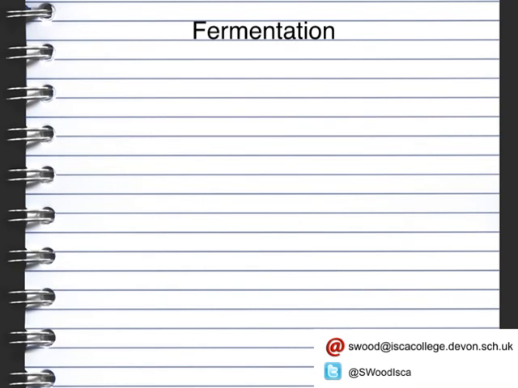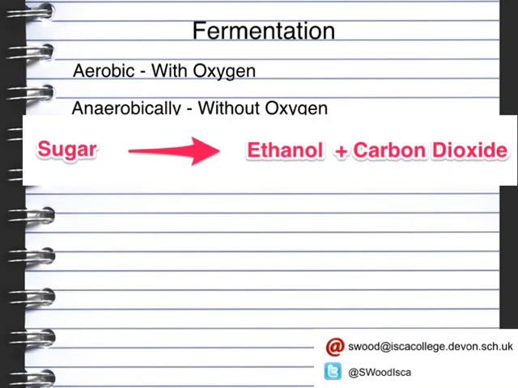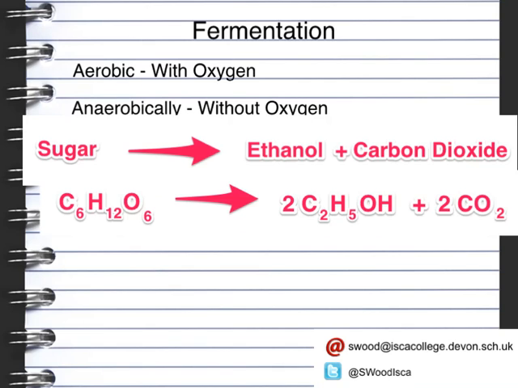Now fermentation uses yeast cells. Yeast cells can respire in two ways: aerobically, which is with oxygen, or anaerobically, which is without oxygen. The fermentation reaction is this here, where you take sugar and you produce ethanol, which is an alcohol, and carbon dioxide. The simple equation is this one here: you've got your sugar, normally in the form of glucose, that makes ethanol, which is C2H5OH, plus you get two lots of carbon dioxide.